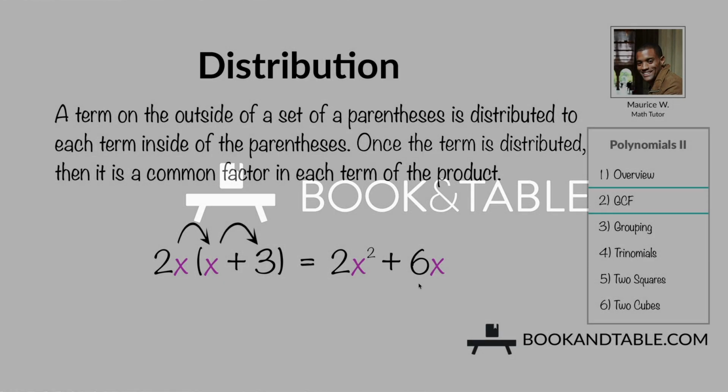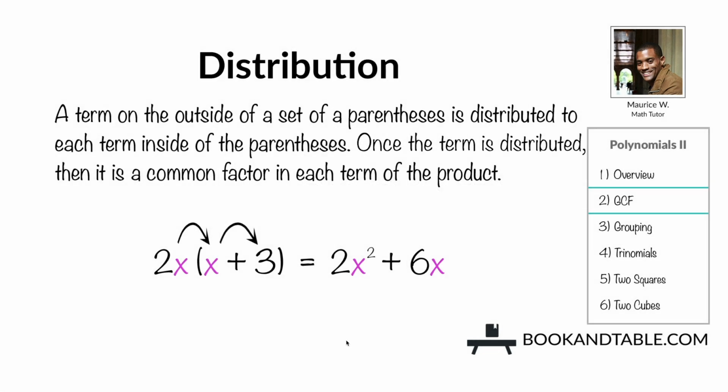Let's now discuss how you would go about factoring a quadratic by removing the greatest common factor. To do so, we must first discuss the concept of distribution. So let's say we had 2x times x plus 3. A term on the outside of a set of parentheses is distributed to each term inside of the parentheses.